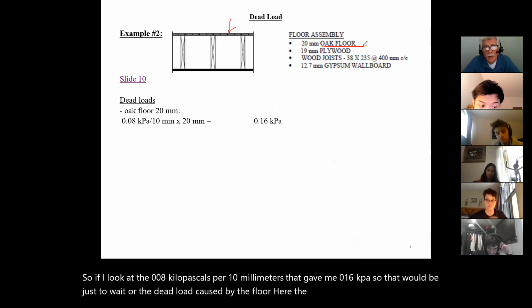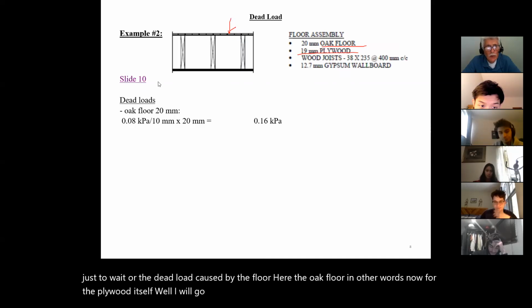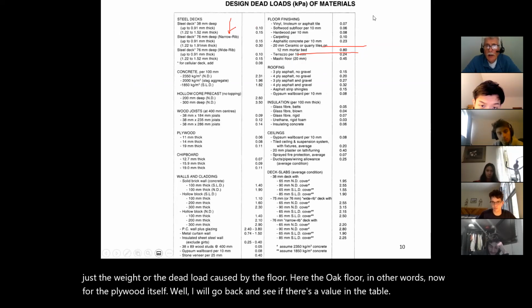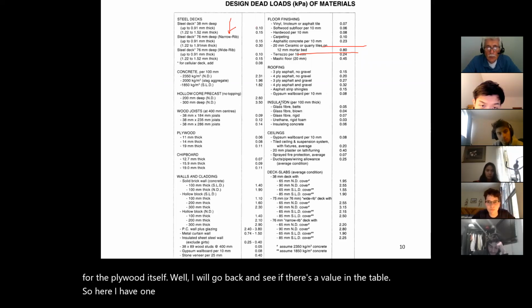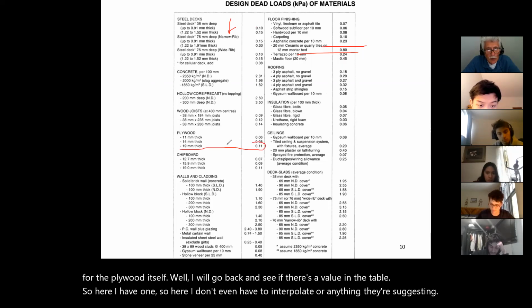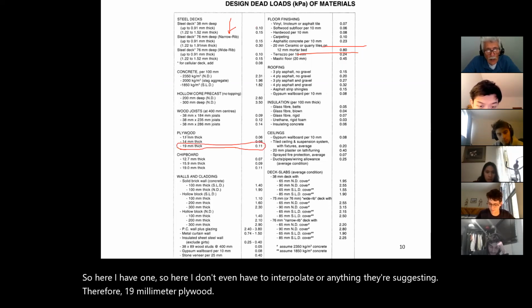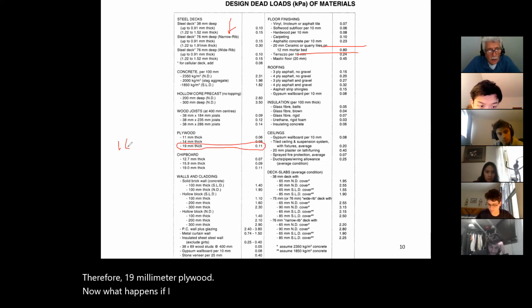Now for the plywood itself, I would go back and see if there's a value in the table. Oh, here I have one. So here I don't even have to interpolate or anything. They're suggesting this for a 19 millimeter plywood. Now, what happens if I had a 16 millimeter plywood? Well, I would interpolate between these two values.